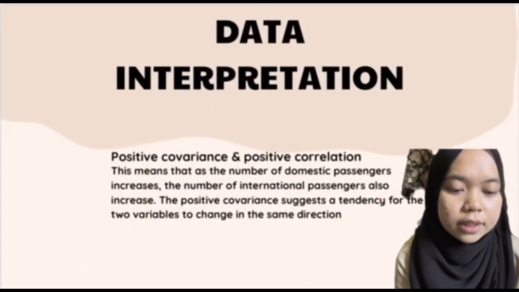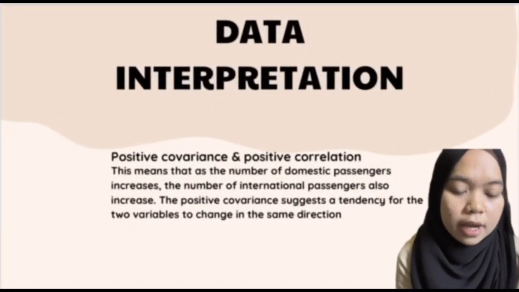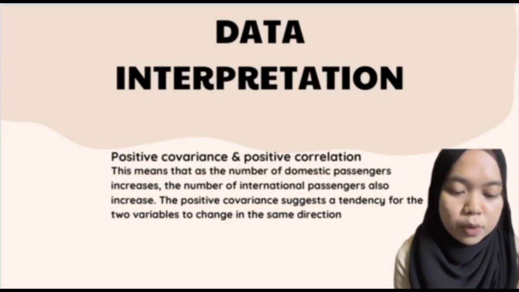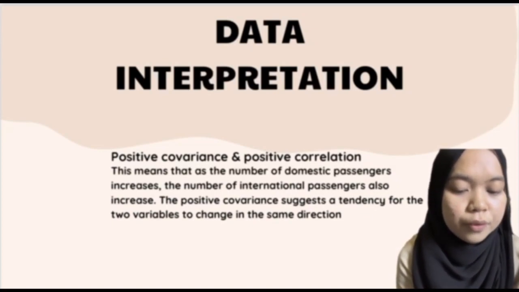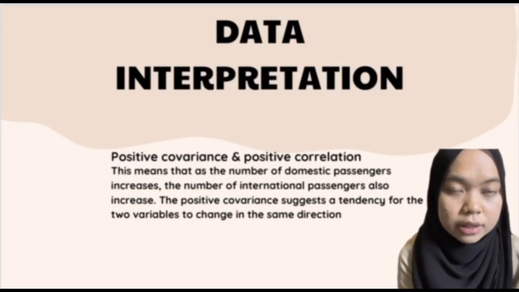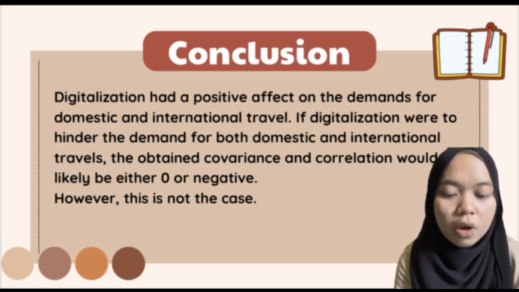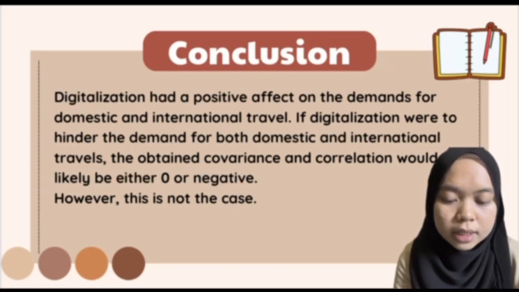So for the data interpretation, there is positive covariance and positive correlation. This means that as the number of domestic passengers increases, the number of international passengers also increases. The positive covariance suggests a tendency of the two variables to change in the same direction. The last one is the conclusion. The digitalization had a positive effect on the demand for domestic and international travel. If digitalization had not led to higher demand for both domestic and international travel, the obtained covariance and correlation would likely be either 0 or negative. However, this is not the case.